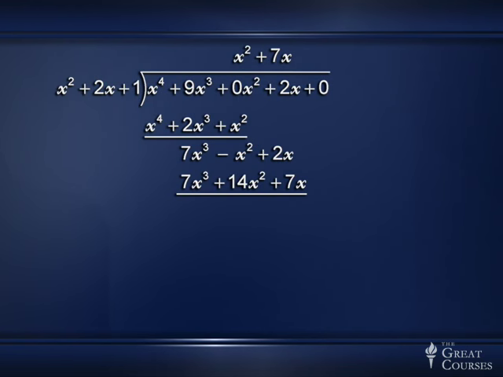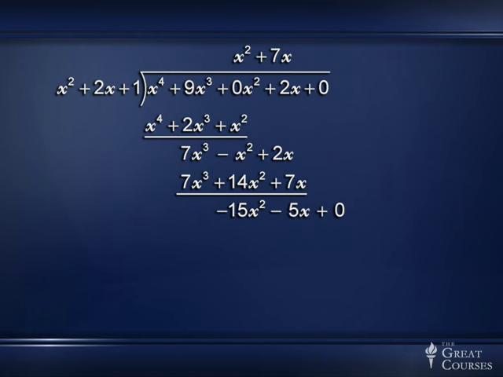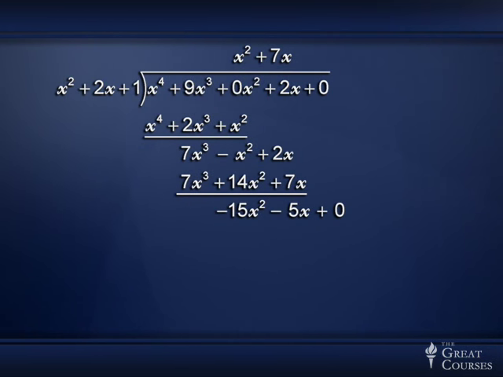Do the subtraction, remembering to distribute the minus sign, and you'll have minus 15x squared minus 5x, and now you drop down the 0, if you will, that's up there inside the original function. And now you ask yourself, how many times does x squared go into negative 15x squared?